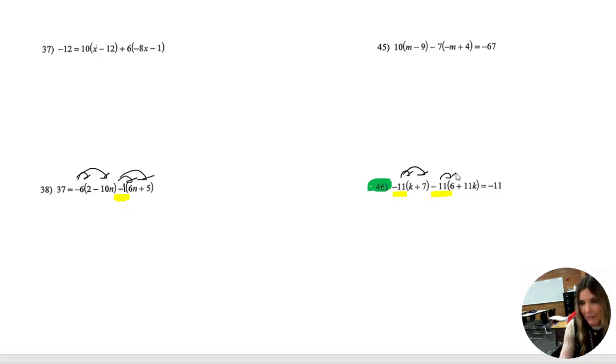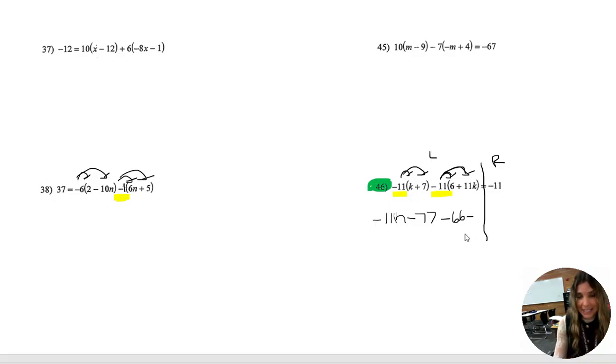Okay, so let's do our first step, which is to simplify our left side. So this is our right side, this is our left side. First thing I'm going to do is distribute that negative 11, so negative 11k, negative 77, and then I'm going to distribute this negative 11, so negative 66, and negative 11 times 11 is 121. Oh shoot, I'm running out of space. Negative 121k equal to negative 11.